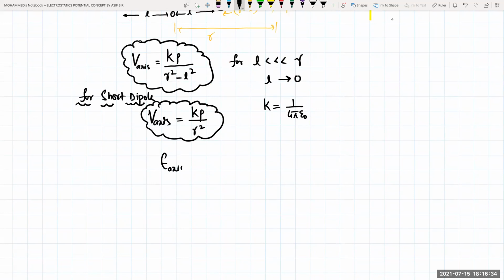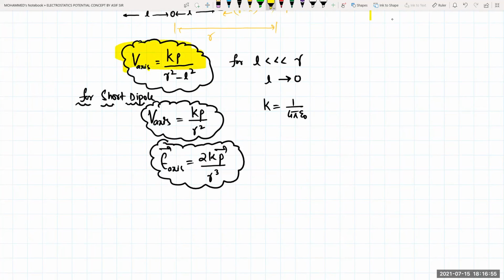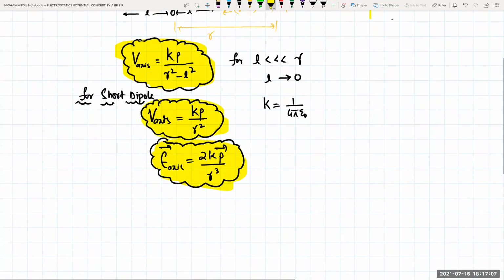Similarly, what is the electric field, beta? Electric field on the axis due to a short dipole will be equal to 2 times K into P divided by R cube. Clear? These were the two important formulas you need to remember. On the axis, it is K into P divided by R square minus L square. On the axis, the electric field is 2K into P by R cube. Potential on the axis will be equal to K into P divided by R square.